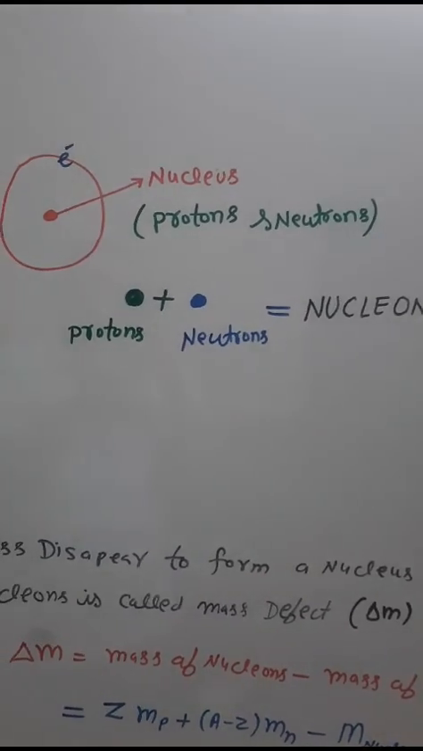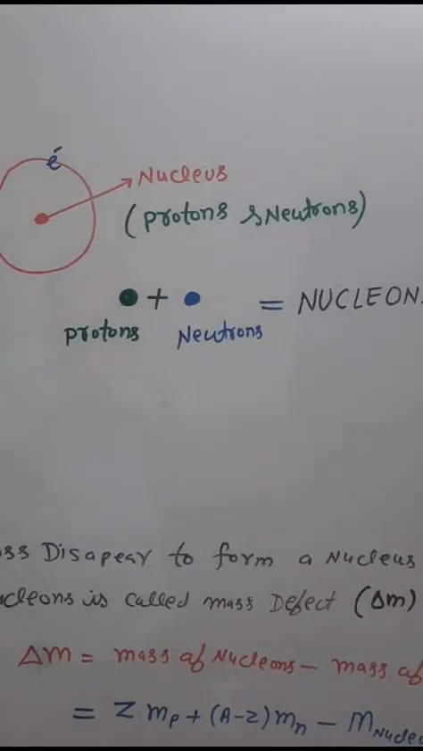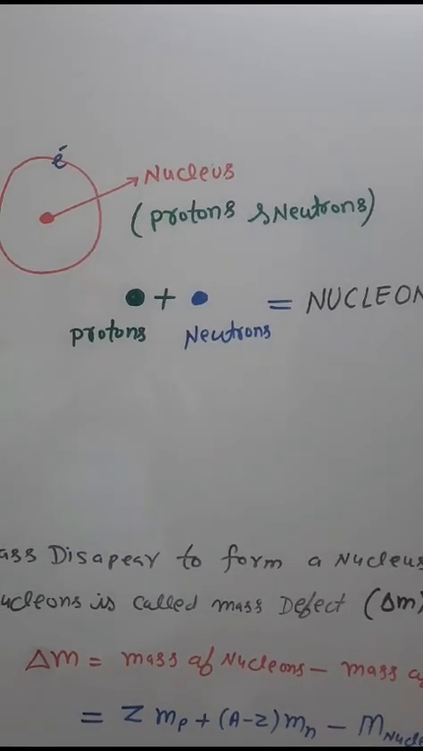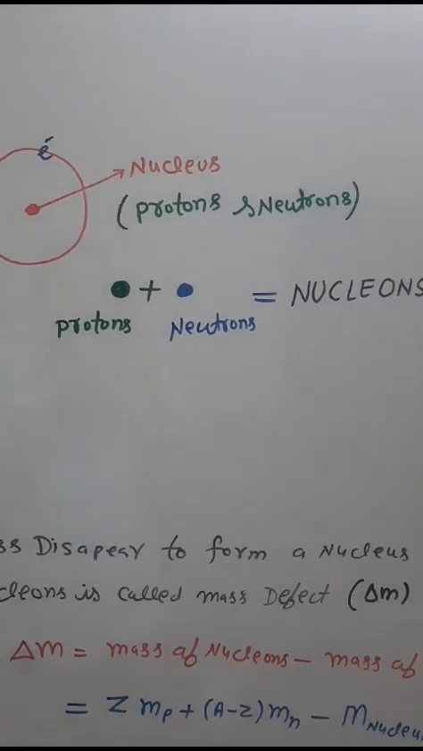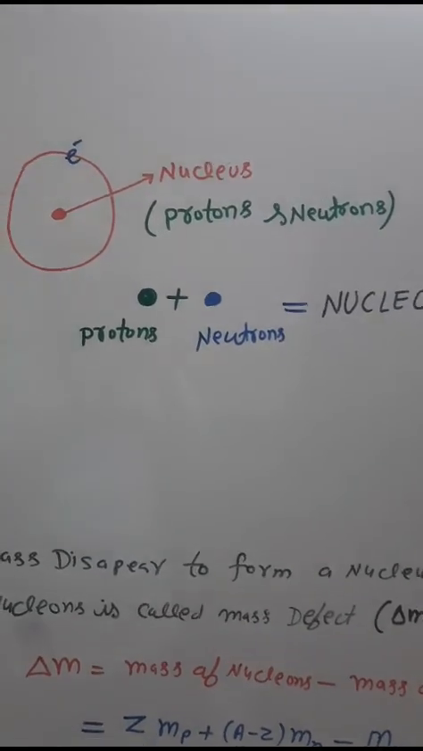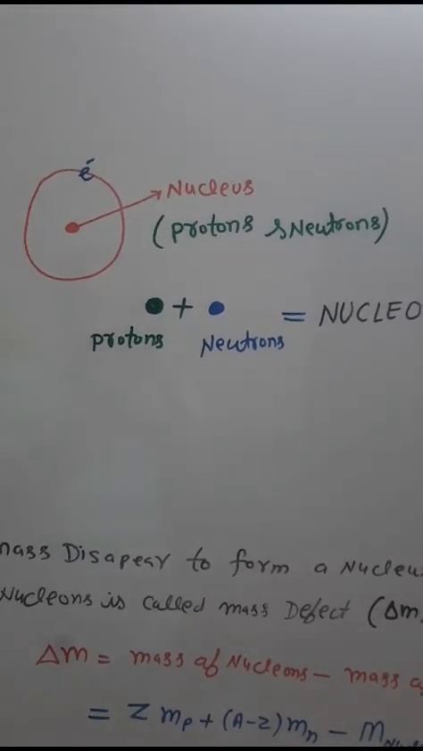elements, one is proton and one is neutron, and proton plus neutron we used to call nucleons. So learn this terminology: one is nucleus, one is nucleons.